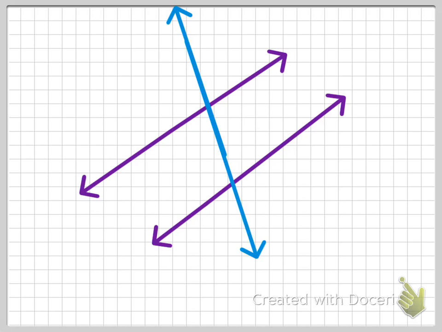So when you have a transversal that cuts through parallel lines, then there are angles that are corresponding or complementary to each other. So the first thing I need to show you is what I mean by corresponding angles.